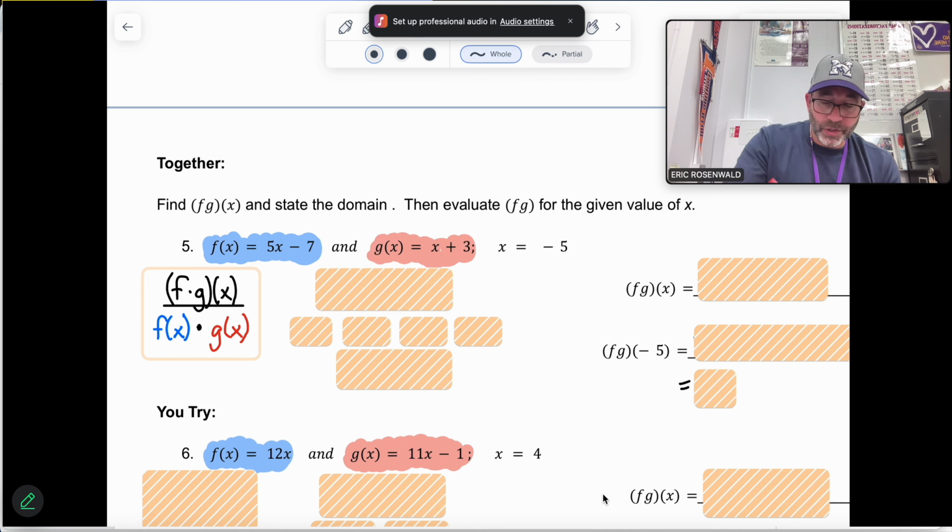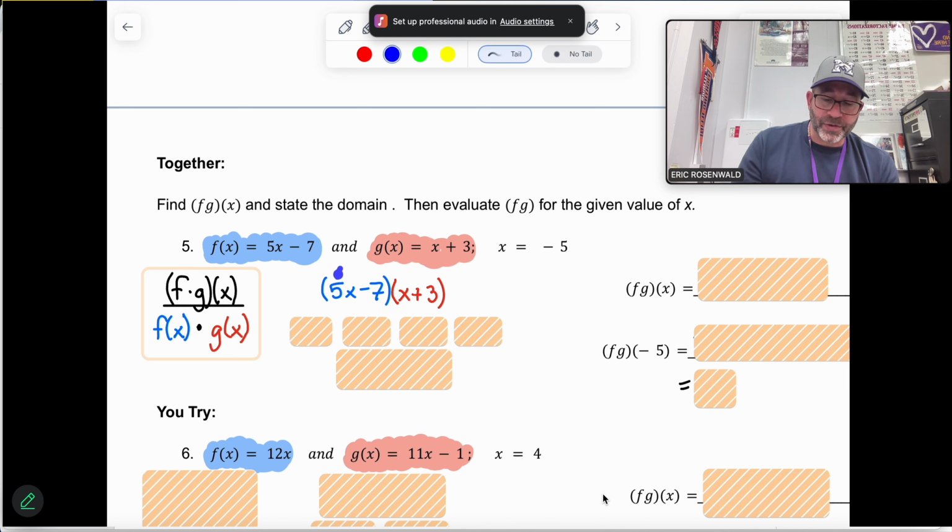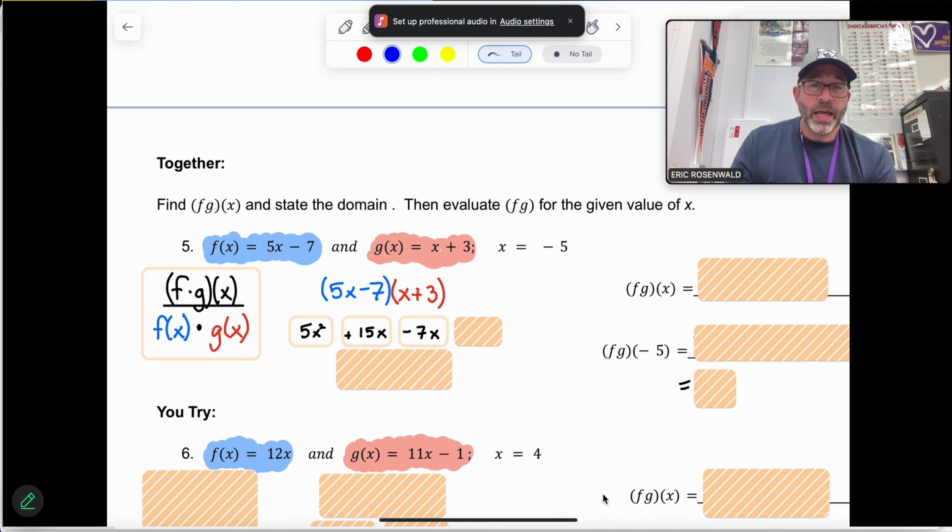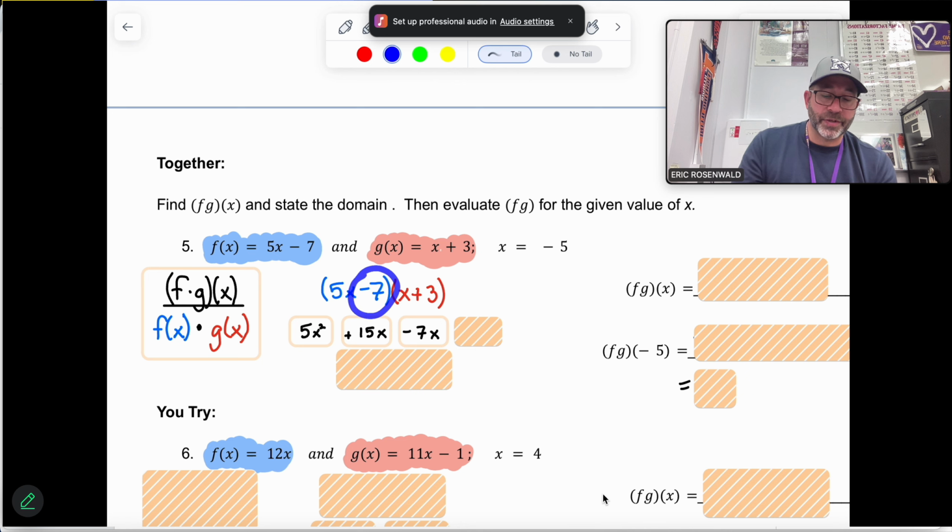And foiling, I just erased something on accident there. When we go through and FOIL, let's do the first. 5x times x, that's your first terms. That's going to give me a 5x squared. The outside terms, 5x times 3, which is 15x. Negative 7 times x, that's our inside terms. Negative 7 times x will give us a negative 7x. And then the last terms is the negative 7 and the positive 3, which will give me a negative 21.